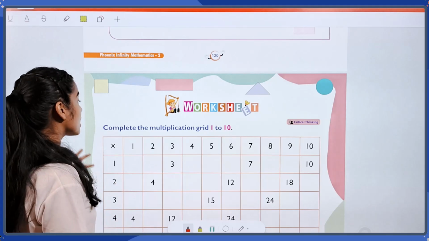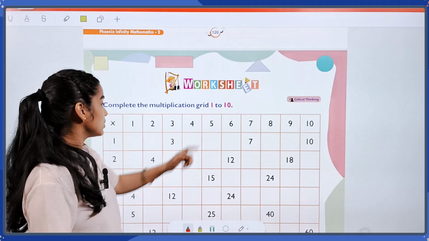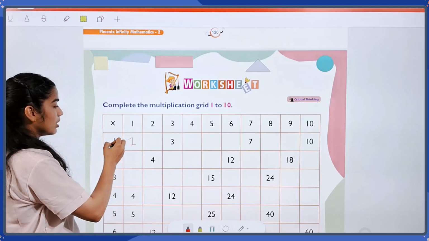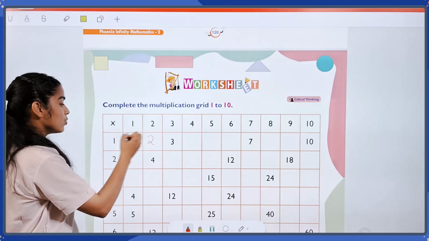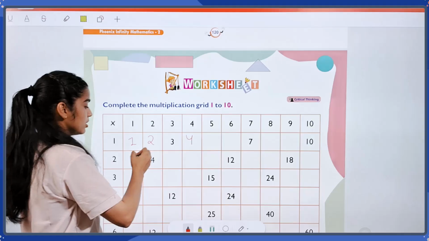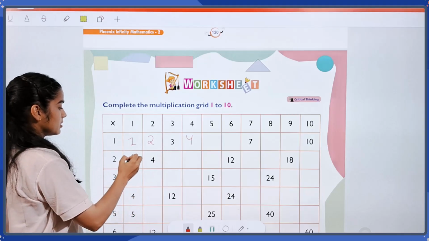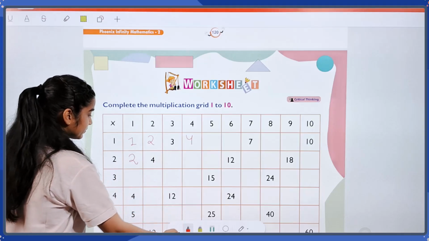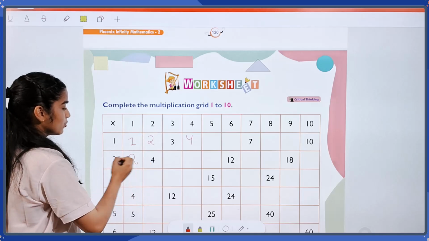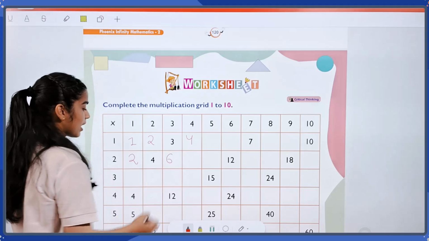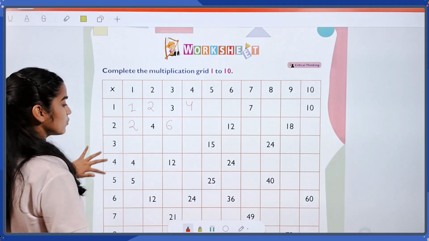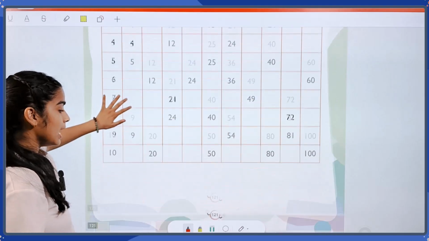Okay. So complete the multiplication grid 1 to 10. So how do you have to complete it? 1 multiplied by 1 is 1. 1 multiplied by 2 is 2. 1 multiplied by 3 is 3. 1 multiplied by 4 is 4. So in the same way, 2 multiplied by 1 is 2. 2 multiplied by 2 is 4. 2 multiplied by 3 is 6. So you have to complete here 1's table, 2's table, then 3's, then 4's. So you have to complete this table as I do.